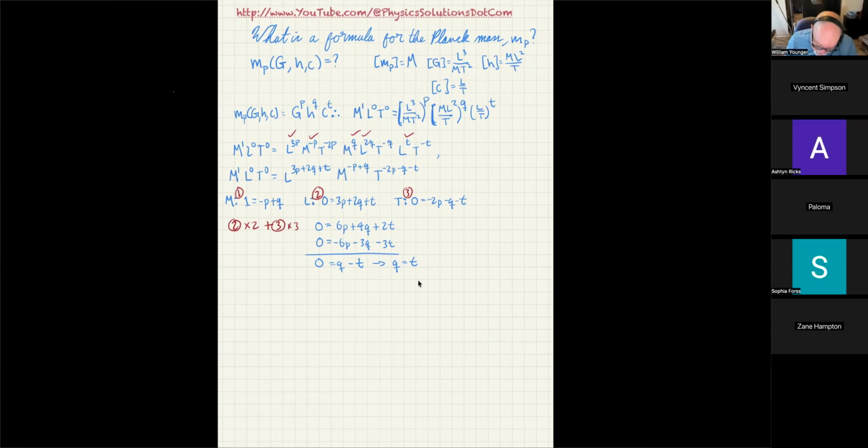Now, with that in mind, I can go back and plug Q in for T, and I'll get a relationship between P and T. So let's look at equation 3, and I'm going to use this as equation 4. So 3 and 4, when I combine them, oh crap, it's about time to run out.